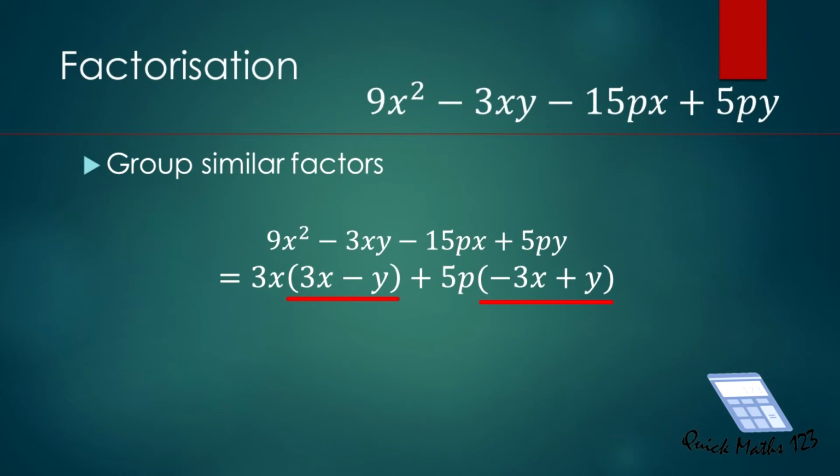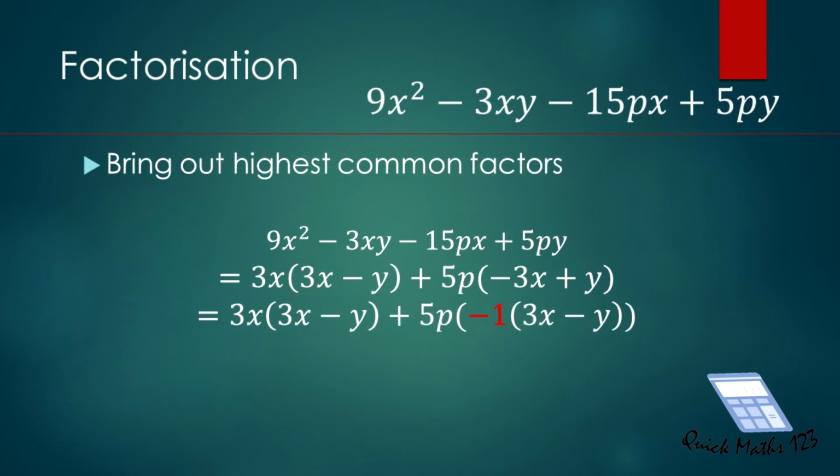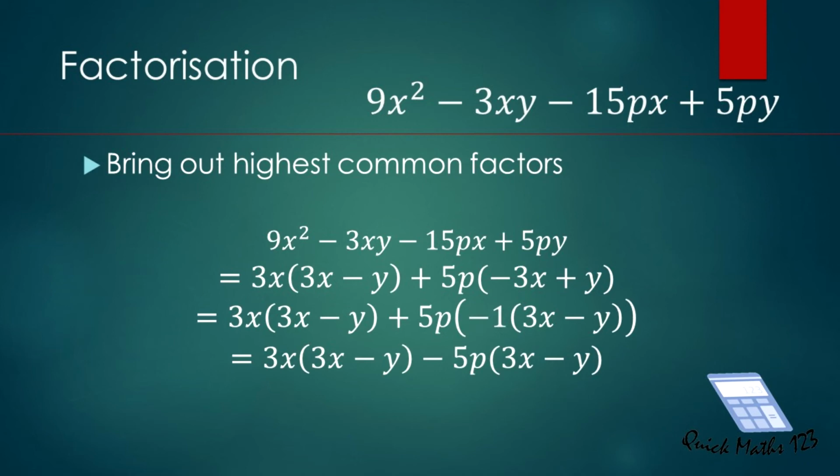Once this is done, we look at the expression again to see if it can be factorized further. By doing so, we notice that the expressions in the brackets, 3x minus y and negative 3x plus y, are only different because their signs are complete opposite. To make their signs the same, we factorize the expression by bringing out negative 1. And once you divide the terms by negative 1, you'll get 3x minus y. We can then combine the positive 5p with the negative 1 that we have brought out to make negative 5p.